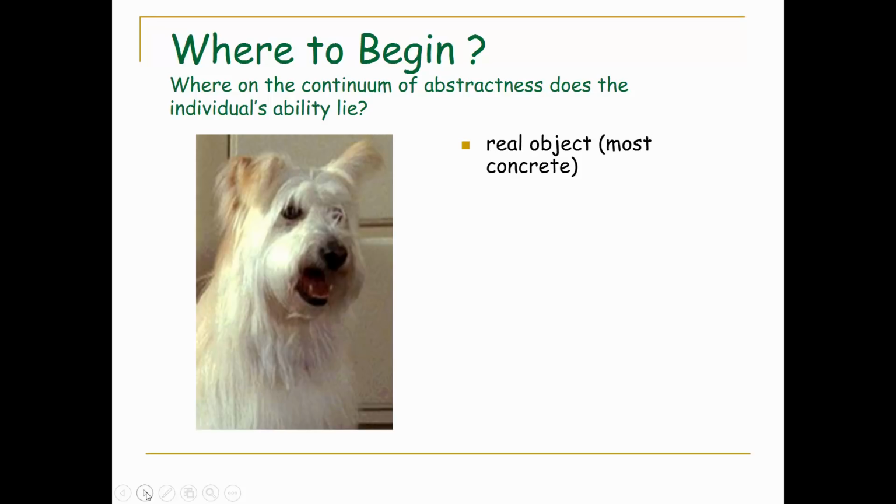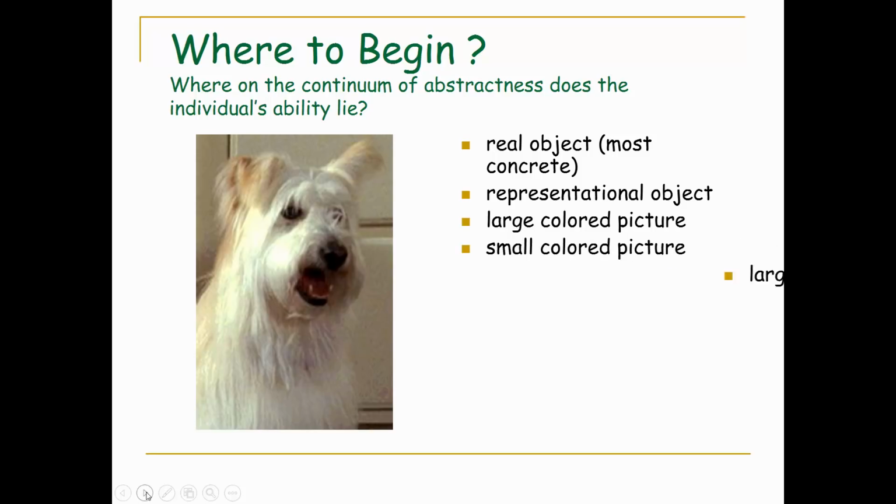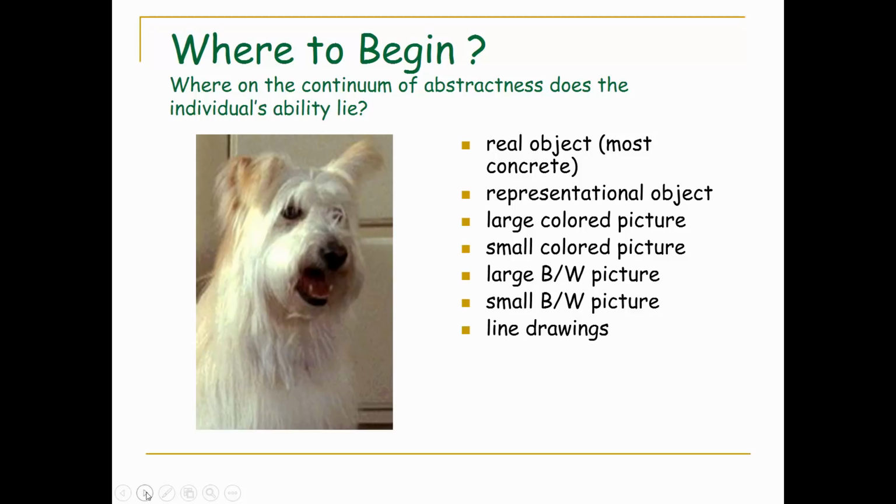So when we look at the things that are most concrete, most tactile, and most real, there's a continuum along this line that gets more and more abstract. So you want to assess the person's ability and start at the very beginning with real things, then a representational object, so maybe a stuffed dog, then maybe a large colored picture of a dog, a smaller picture, then a black and white picture, then a small black and white picture, then maybe a hand drawing of a dog, then maybe some kind of symbol to represent the dog, and then the word dog.